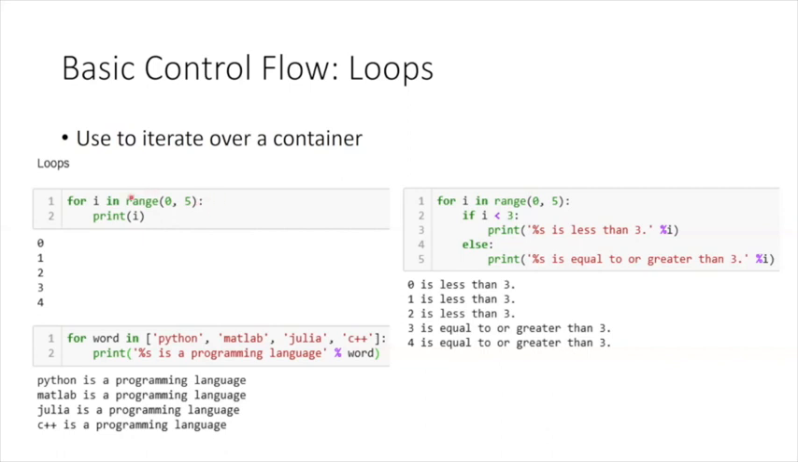If you don't want to loop over a range of numbers, you can also loop directly over a list. So for example, let's print out each word in this list: Python, MATLAB, Julia, C++. And you can print this out as well. And then, of course, you can combine loops with your if-else statements to get more complex control flows.